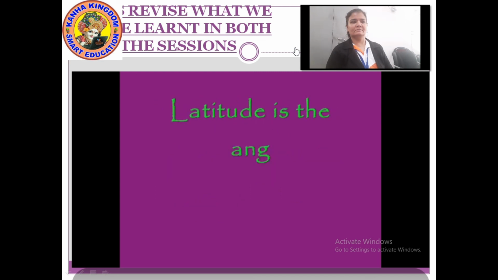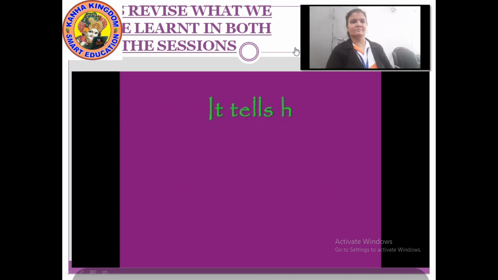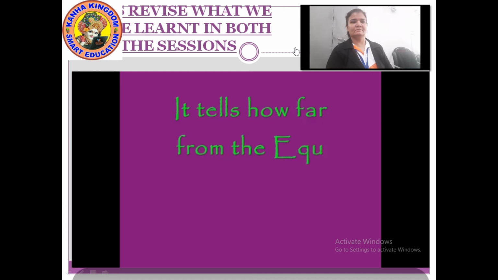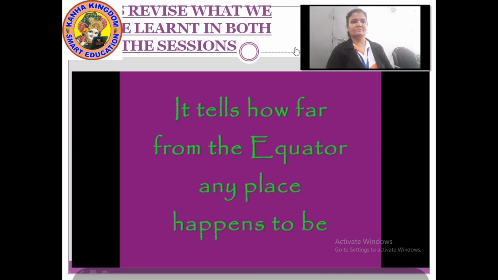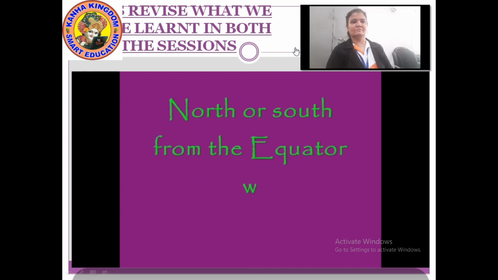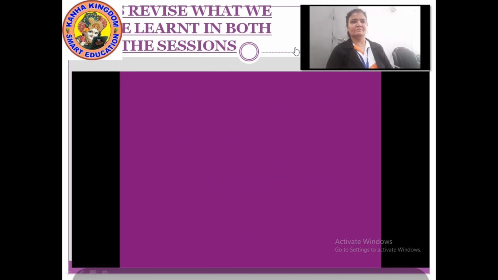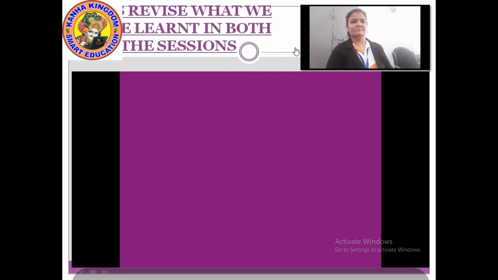Latitude is the angular distance measured in degrees. It tells how far from the equator any place happens to be, north or south from the equator, wherever a place may be. Latitude gives the angular distance scientifically.